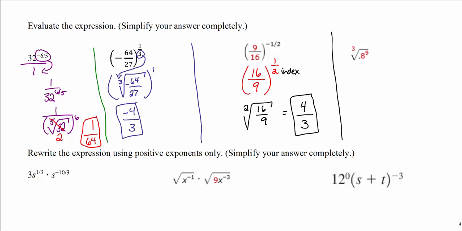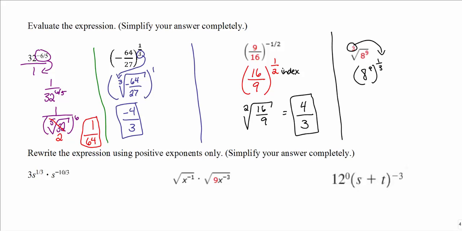Okay, now the last one here, we're looking at taking the cube root of 8 to the 9th power. The easiest way to simplify this, of course, would not be to take 8 and raise it to the 9th power. Even if you put that into your calculator, you're going to get a very big number. So what I would suggest for this problem is we take the 3 that's represented as the index of this radical, and let's go ahead and rewrite that 3 as an exponent.